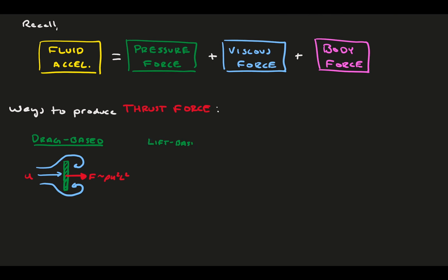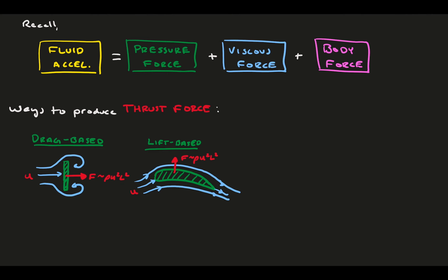There's also lift-based thrust. This is based off of the aerodynamic concept that curved aerodynamic shapes can change the direction of the flow, thus producing lift. If the lift is in the direction of motion, it's also a thrust. Fish and swimming mammals like tuna and dolphins make use of this type of thrust in water.